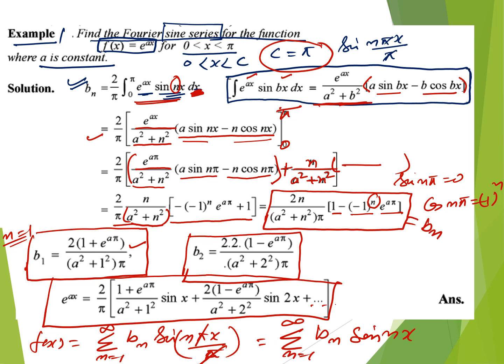If the question is given for the cosine series, then we have to calculate the value of a naught and an. If we have to find out the value of cosine series, then we have to find out the value of a naught and an, but over here it is required to find out the value of sine series. So just find out the value of bn, substitute the value in this formula and you will get the solution.